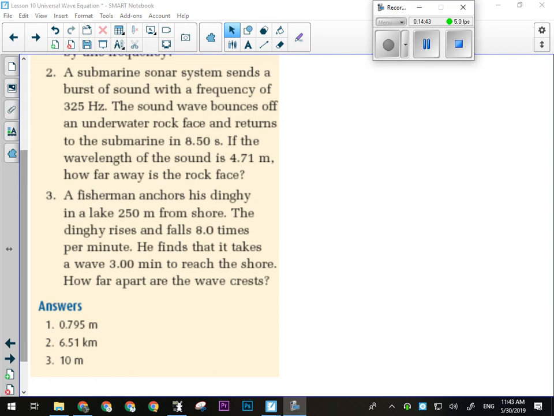Okay, so we got this boat that is 250 meters from shore. So we're going to write that's probably a distance, 250 meters. The dinghy rises and falls 8 times per minute. What did they just give me there? Frequency. It's cycles per time interval. If they gave you period, it would have been this many minutes to go up and down. So this is frequency, 8 times per minute. He finds that it takes a wave 3 minutes to reach the shore.